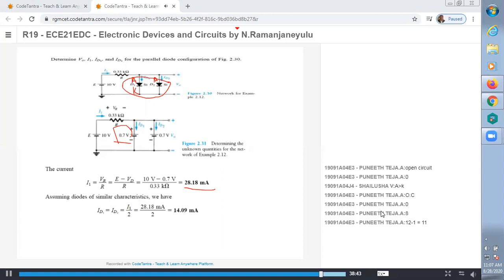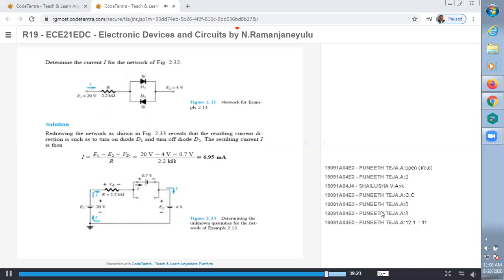What is the incoming current here? I1 by 2, right? Here this voltage is the same, so the ID1 current and ID2 current are equal. Here this current I1 is divided into two equal parts, so I1 by 2 and I1 by 2. That is equal to 28.18 milliamperes by 2, which is equal to 14.09 milliamperes. Right? Okay, like that we find out the problems.